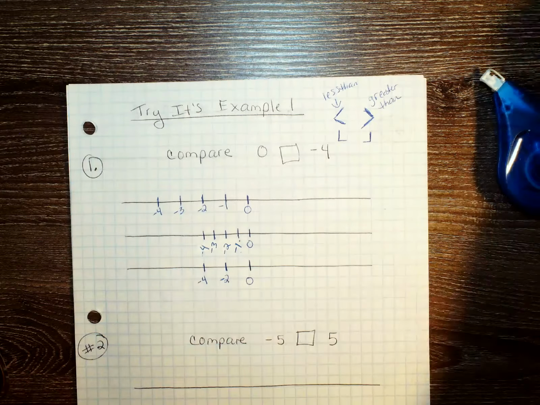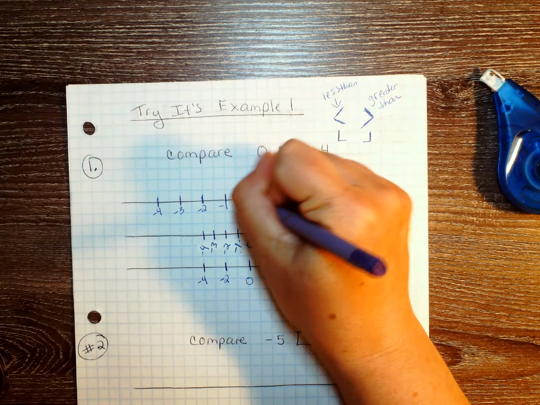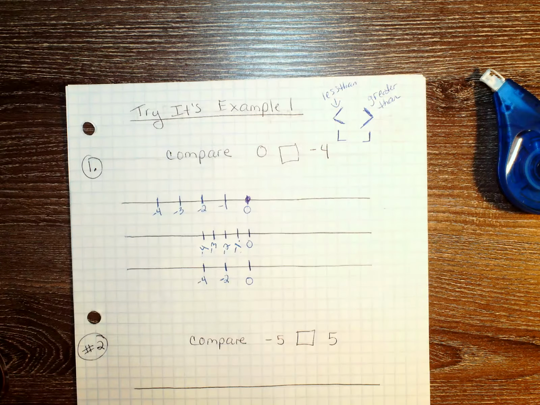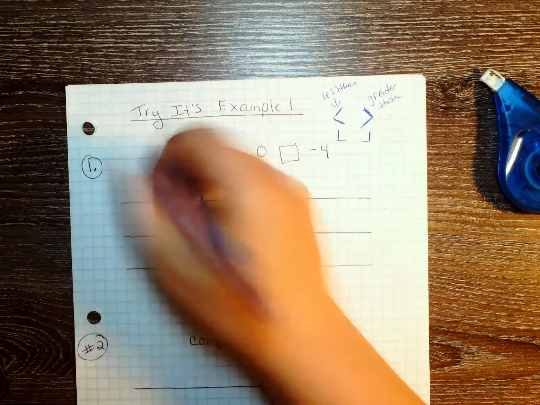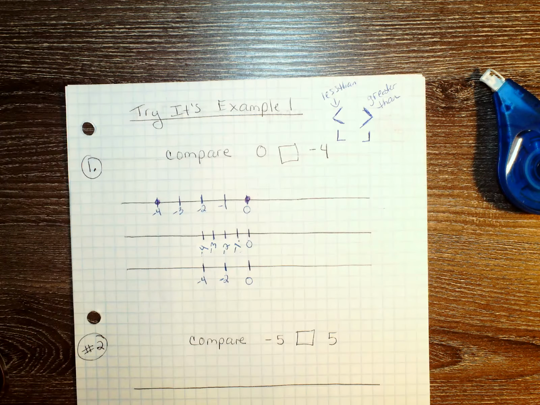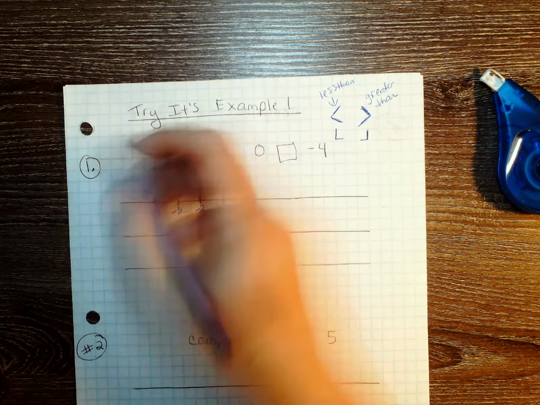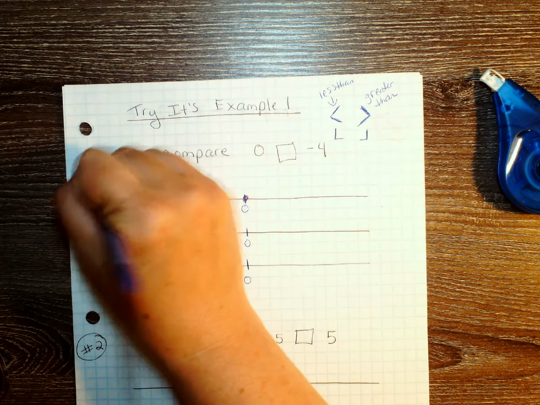So we are going to, let's use my purple now. We're going to plot 0, and you're going to go right on the number line. And then you're going to plot -4. And again, right on the number line. So now what you have to do is you have to look. And the number, or the integer, I should say, that's furthest to the left.